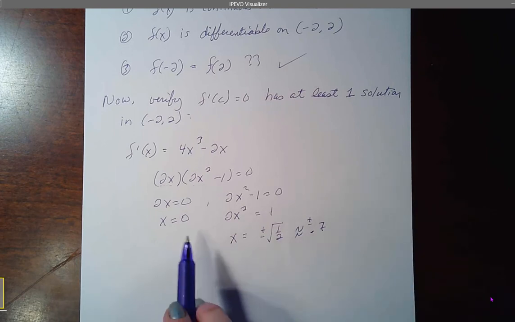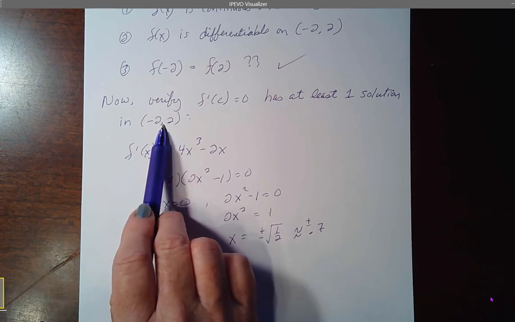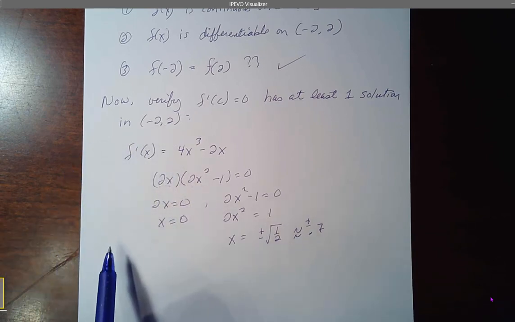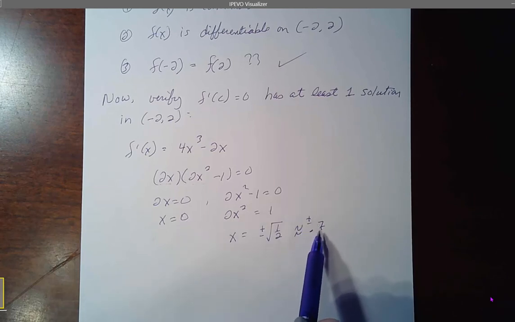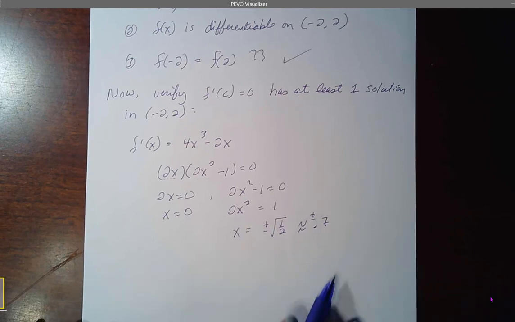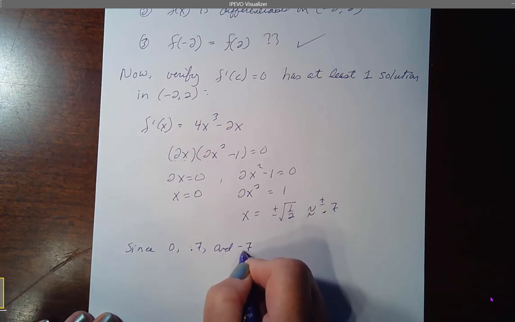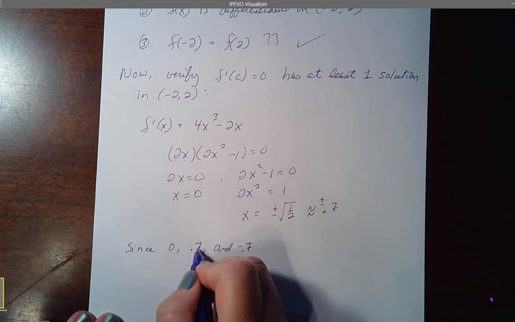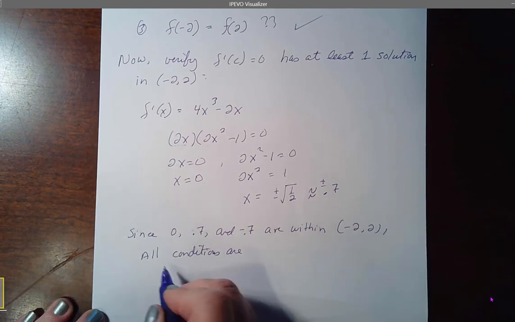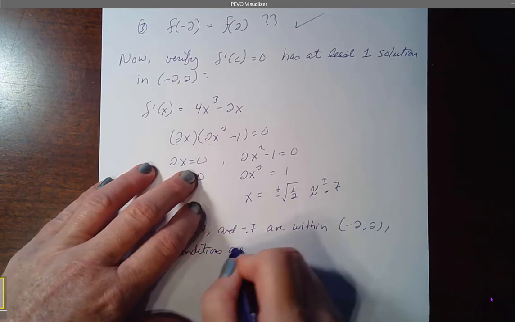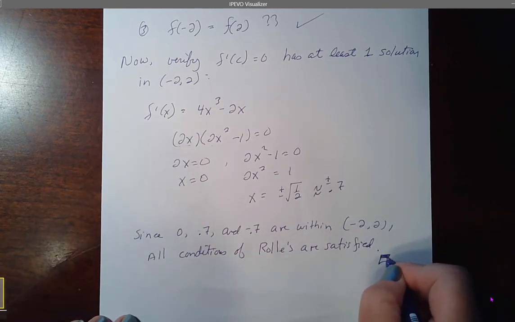What I'm going to do now is ask, do any of these x values fall within this interval between negative and positive 2? Well, sure, they all do. 0 is certainly between a negative and a positive number. Plus or minus 0.7, that's between negative and positive 2. So since 0, positive 0.7, and negative 0.7 are within the open interval -2 to 2, then I would simply state all conditions of Rolle's theorem are satisfied. Boom. Proved it, tombstone it, there you go.